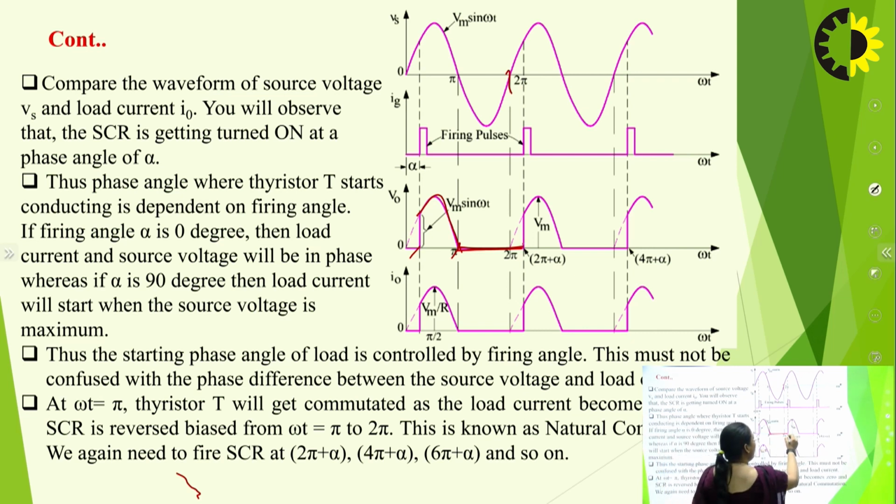Here you can see that after 2 pi the cycle is repeating. Since the load is resistive in nature, the wave shape of the input current will remain the same as V naught, but the magnitude is different: the voltage is Vm sin omega t, and the current magnitude is Vm by R. In the negative half cycle, since the thyristor is not conducting, there will be no current at the load, so the output current will be equal to 0.